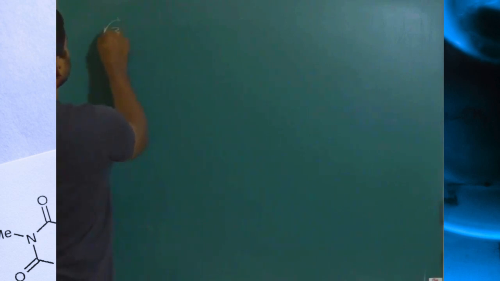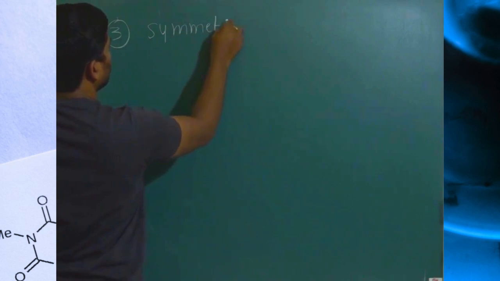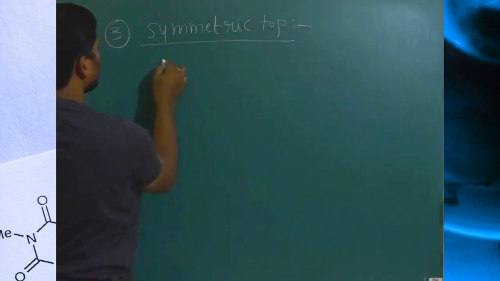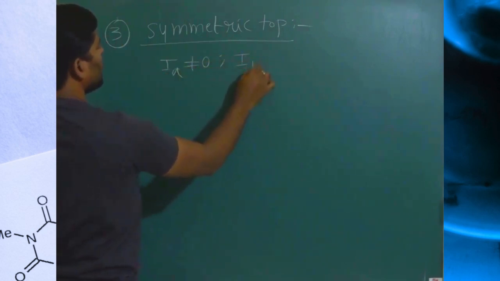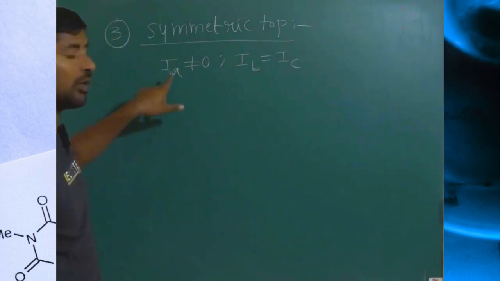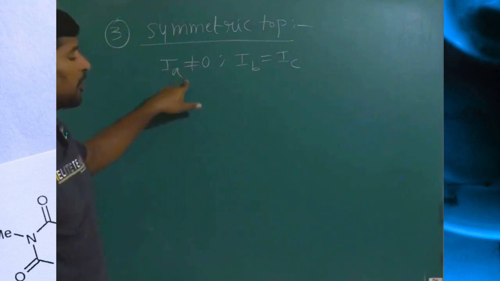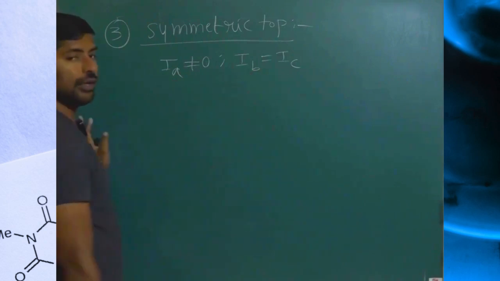The third one is symmetric top molecules. For these, IA is not equal to 0, and IB is equal to IC. See the difference between linear and symmetric top molecules. In the case of linear molecules, IA is 0, but here IA is not equal to 0, though IB is equal to IC.